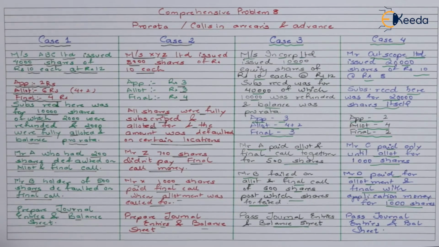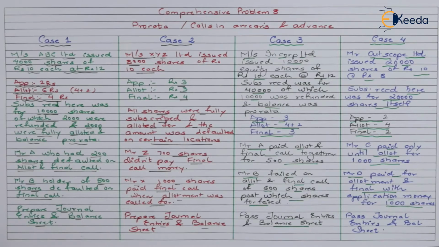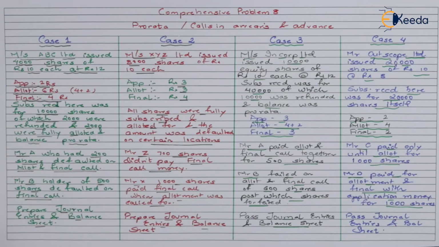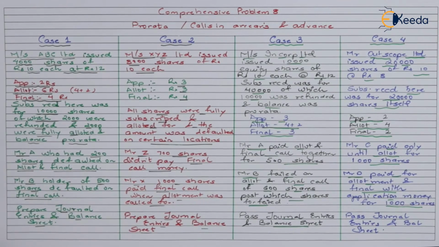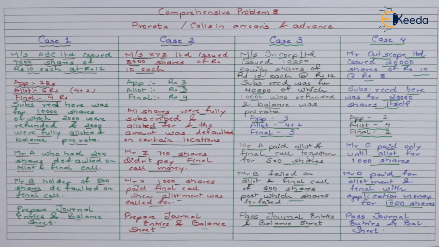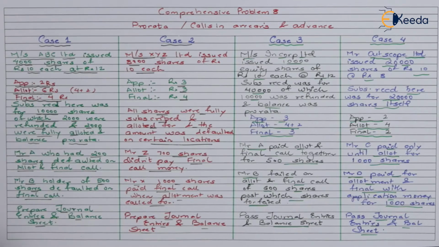Now, Mr. D, who had 1,000 shares, he paid for the allotment as well as for the final call money when the same thing was applied for. That means when he gave the application money, along with that application money, he gave the allotment, he gave the final call money as well. That means he paid all 8 rupees for all those 1,000 shares in one shot while he applied for it. Now we have to pass the journal entries and we have to prepare the balance sheet here.